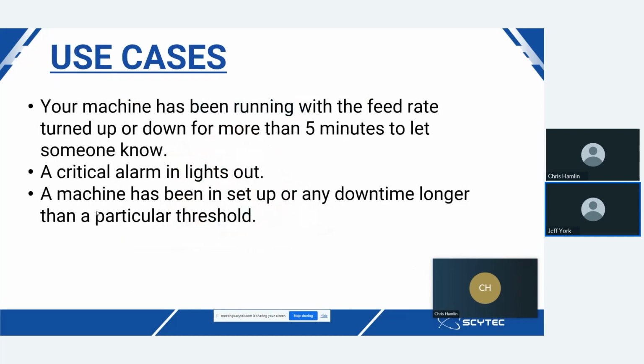Some more use cases, and I just mentioned one of these. You have your feed rate turned up or down for more than 5 minutes. You're going to get a notification about that. Let's say you're running something lights out and you have a critical alarm that goes off in the middle of the night. You had a fire or something like that on a machine. You will get a notification for that. And another very common one is, let's say that a setup has been in longer than an hour. You will get a notification for that so that you can hit those quotas if you're running things in a high volume setting, something like that.